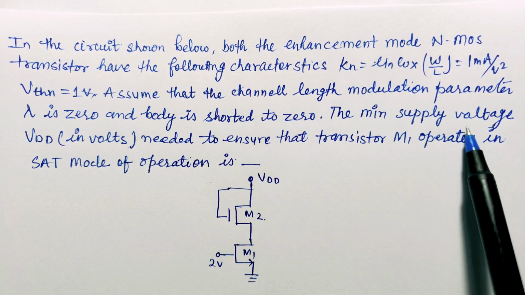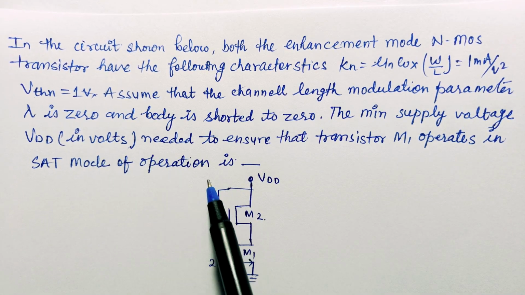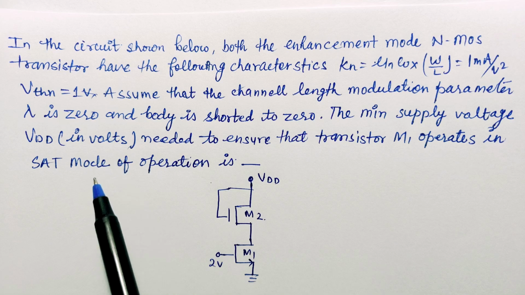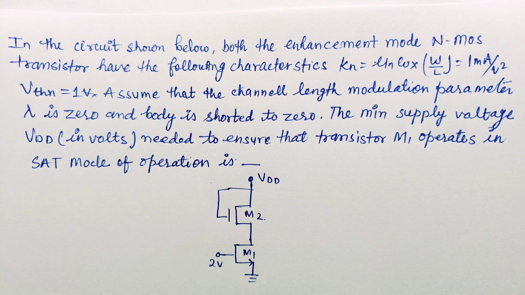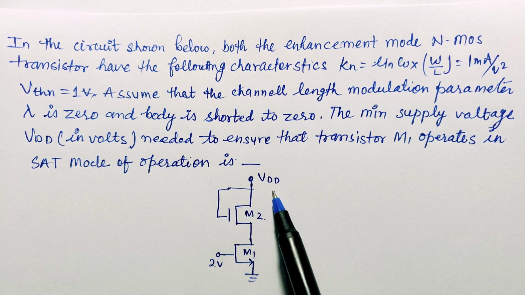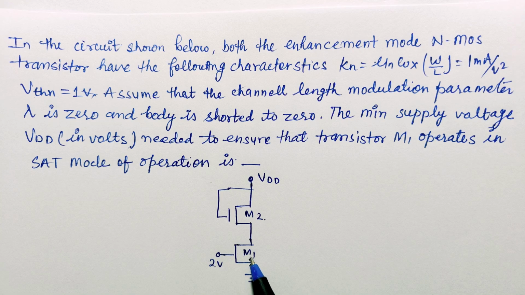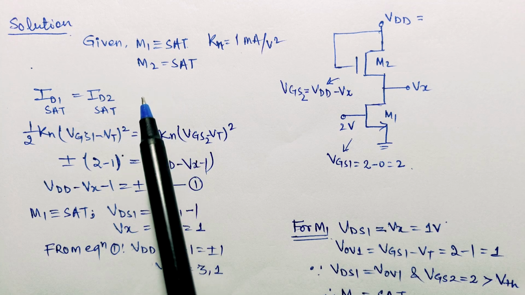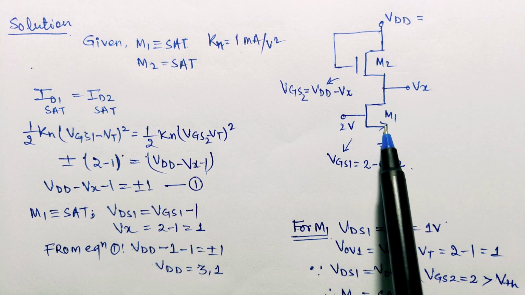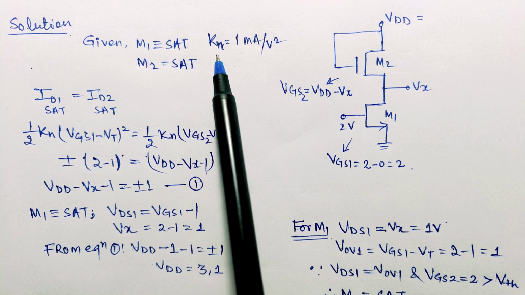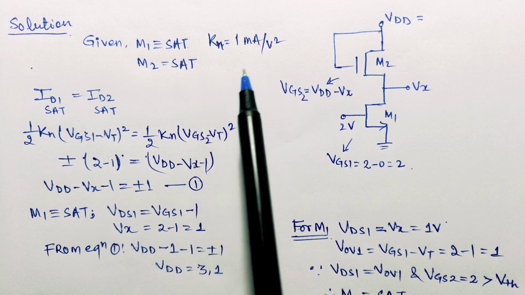The minimum supply voltage VDD in volts needed to ensure that transistor M1 operates in saturation mode of operation. So we have to calculate the value of VDD for which this M1 transistor operates in saturation region. So let us see how we can solve this question. These are the parameters given in the question: M1 should operate in saturation region, and Kn value is given as 1 milliampere per volt square.